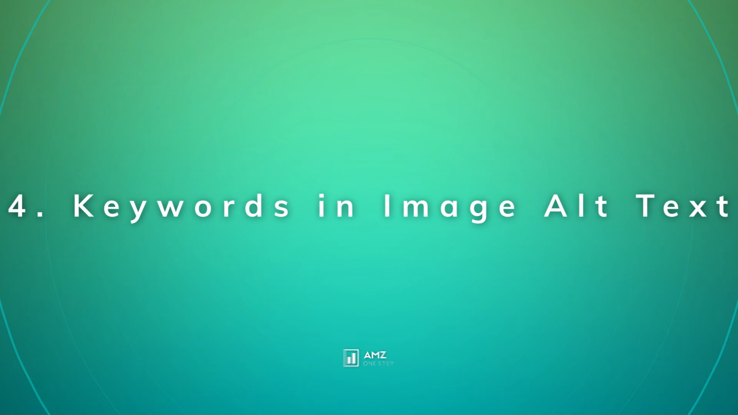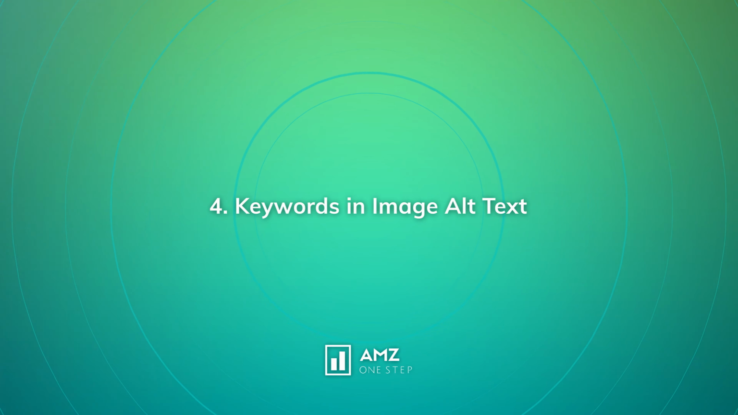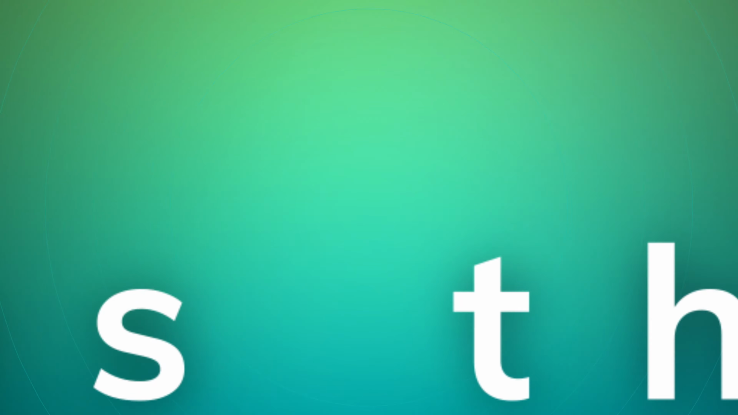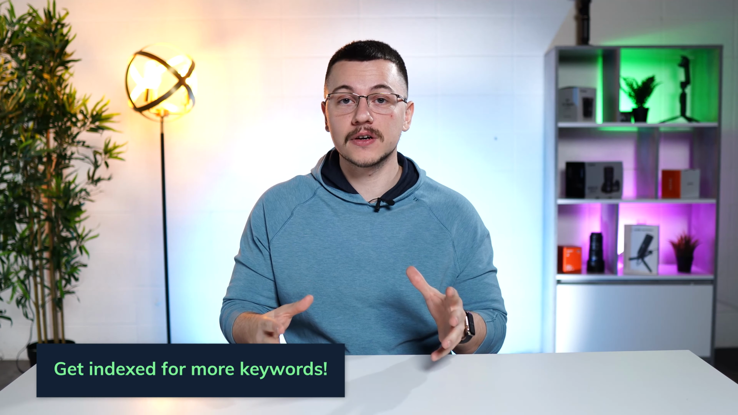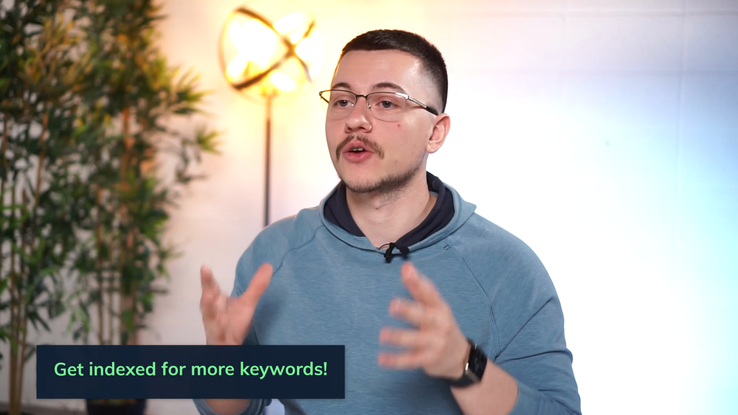Now onto my favorite point of the whole video, putting keywords in the image alt text. Like I said earlier at the start of this video, this has changed the game for so many people. You can actually insert keywords in the alt text region of your A+ content. But what does that really mean? It means you can get indexed for more keywords on Amazon and even Google, maximizing the chances of your product getting ranked.